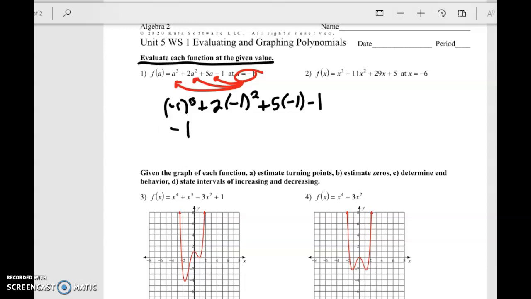-1 cubed is -1. -1 squared is 1. And then 2 times 1 is going to give me 2. 5 times -1 will be -5, and that -1 stays -1. -1 plus 2 is 1. -5 is -4. Minus 1 more is -5. So the solution of that function evaluated at -1 is -5.